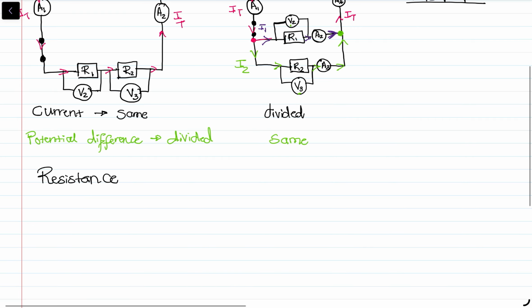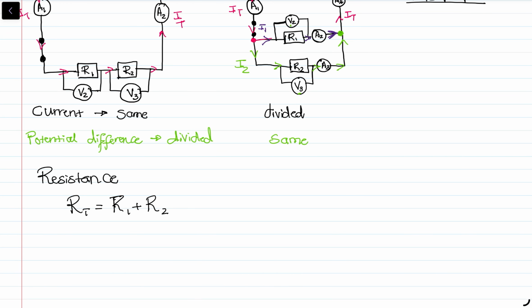So finding the total resistance for a series connection, all you do is say that your R total is equal to R1 plus R2. So you can add them, as simple as that.